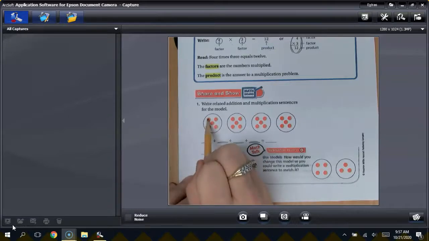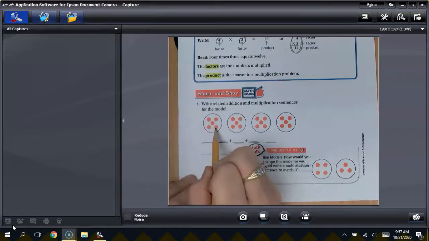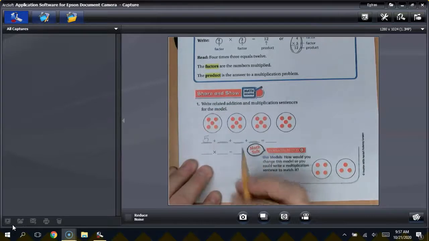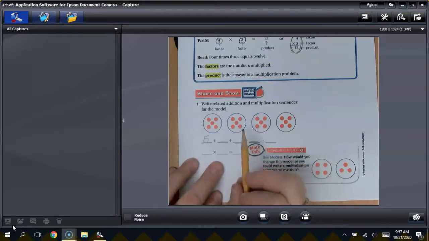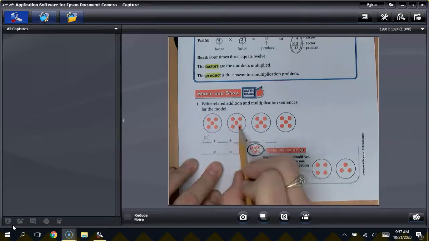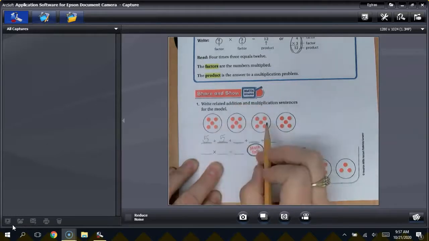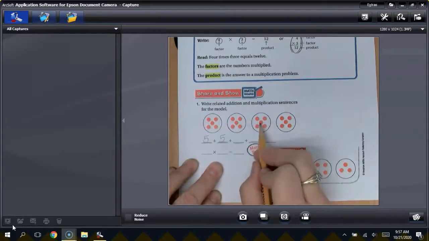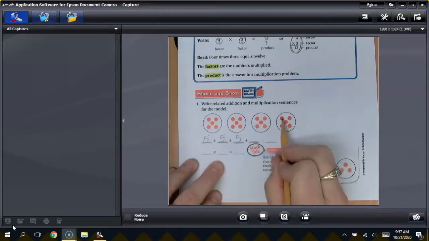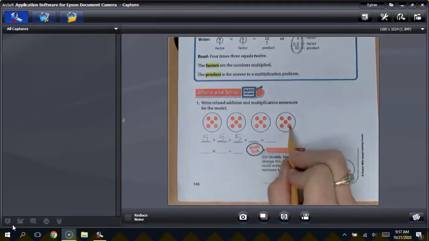So let's count them. 1, 2, 3, 4, 5. I have 5 counters in the first group. If this problem is set up correctly, I should have 5 counters in each group. Because remember, in multiplication, you have to have equal groups. 1, 2, 3, 4, 5.